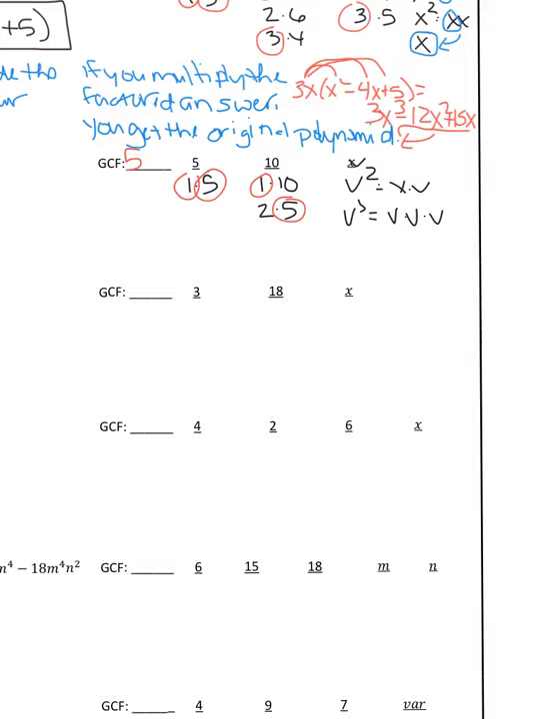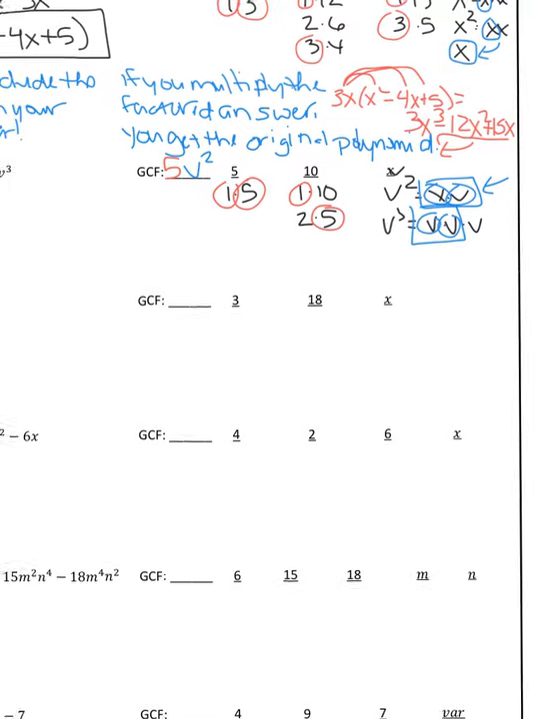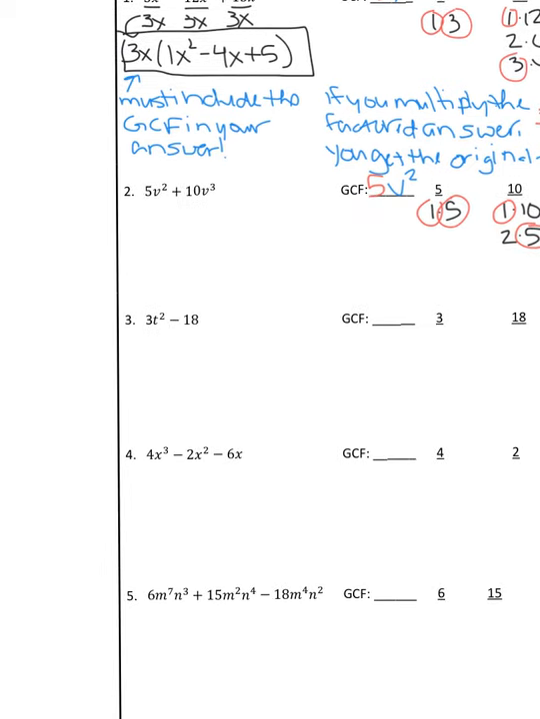And then we have v squared here, so I'm going to change over to blue. They have a v in common, and then they have another v in common, which means that they have a total of v squared. So out of v squared and v to the power 3, v squared is what can be taken out of both of them. So going back over here to the right, now we can factor out our GCF. I'm going to divide out of both of these terms 5v squared.